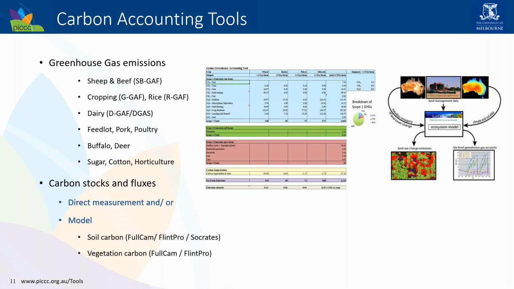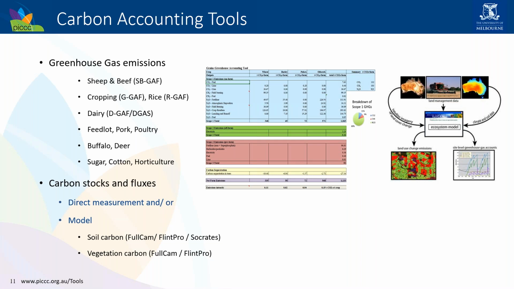It says Flint/Flint Pro there. Flint Pro is basically a version of FullCam that's been given a better interface, so it's more user-friendly for farmers or non-skilled users to interact with. FullCam is free to use. It's downloadable off the federal government website, but it does take a little bit of learning to get the hang of it. But there are detailed instructions on that as well, so it is usable.